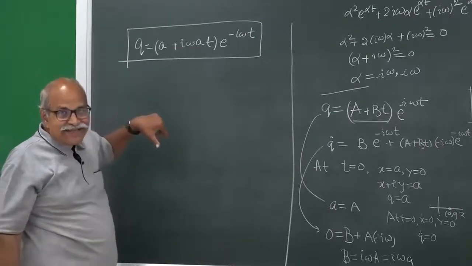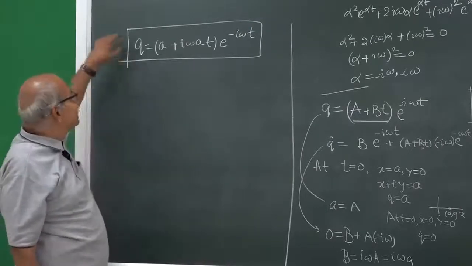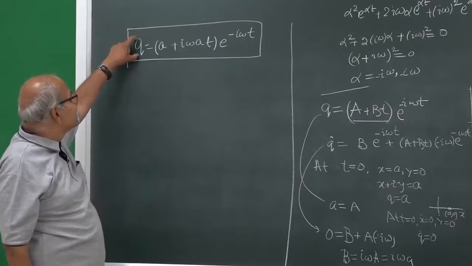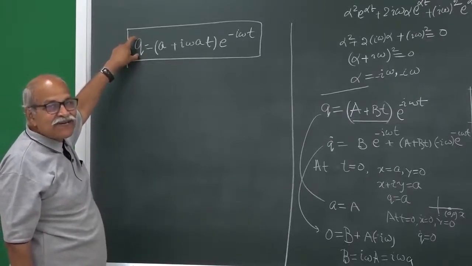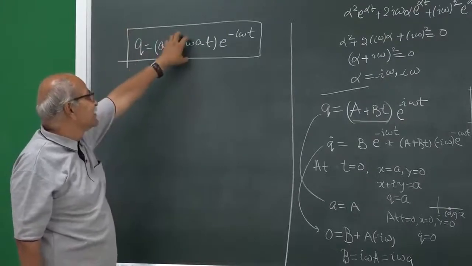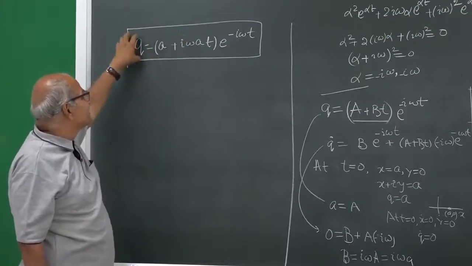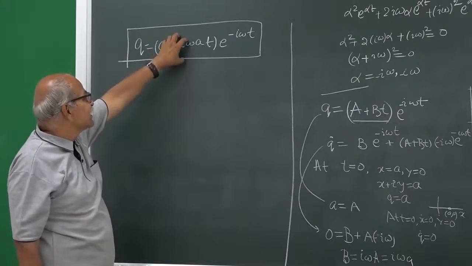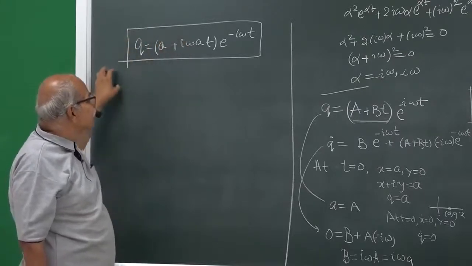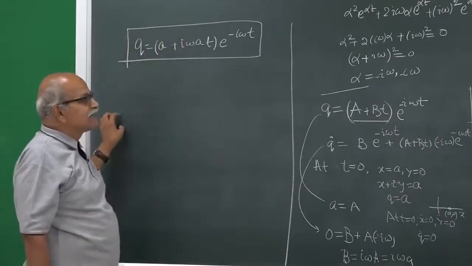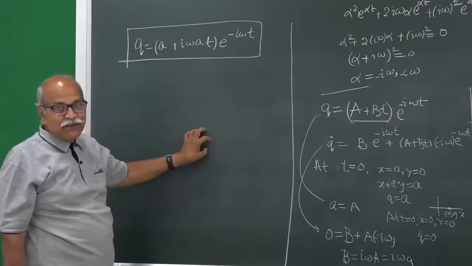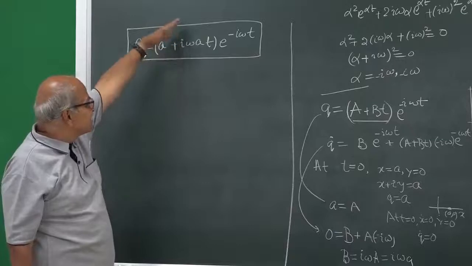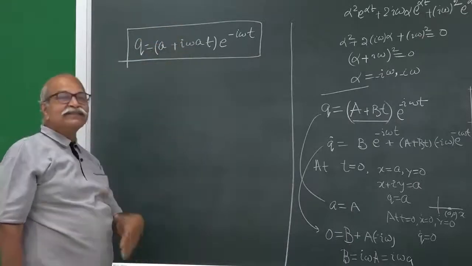What next? We write this q as x plus I y, and then compare the real part this side, real part this side, imaginary part this side, imaginary part this side, and that will give me x as a function of t and y as a function of t. So, we will continue from here. Next lecture we will complete it and go to the next topic.